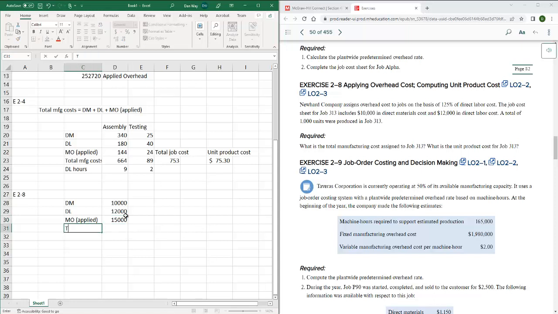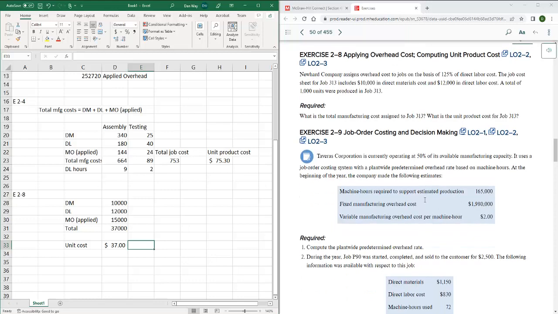Okay, so the total cost of the job is just the sum of those three buckets: direct materials, direct labor, and applied overhead, for a total of $37,000. And then again, we're looking for the unit cost. We'll take that total job cost of $37,000 and divide it by the total number of units in the job, in this case, 1,000. So that unit cost is a nice even $37.